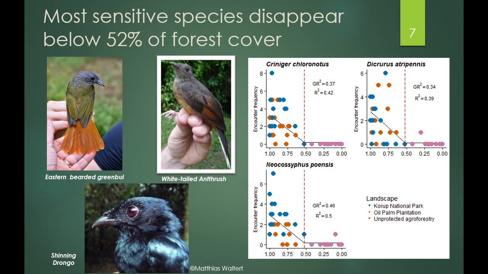We couldn't find a clear threshold. There is a linear decline of the birds due to habitat loss, to forest loss, but they are clearly gone below 25% of forest cover. And the most sensitive species actually disappear at a way higher percentage, so they are gone below 52% of forest. And interestingly, we have these 3 species, the eastern bearded greenbul, the shining drongo, and the white-tailed ant thrush. The white-tailed ant thrush is super important because it's a very specialized ant follower, so it is key for the assemblage of these ant-following bird flocks. If it's gone, it doesn't sing, and then the other birds have no idea that the ants are actually there.